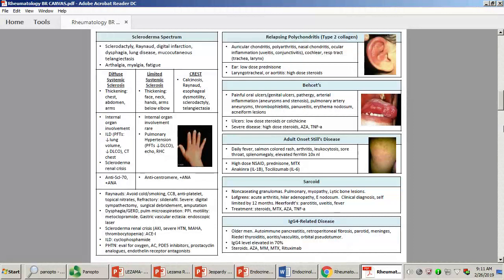All right, so treatment. Steroids, methotrexate, azathioprine, TNF-alpha inhibitors. Cardiac-wise, what do we worry about with sarcoid? Heart block, right? So it's an infiltrative disorder. It can actually infiltrate the myocardium in and of itself, and it can cause a heart block associated with it.